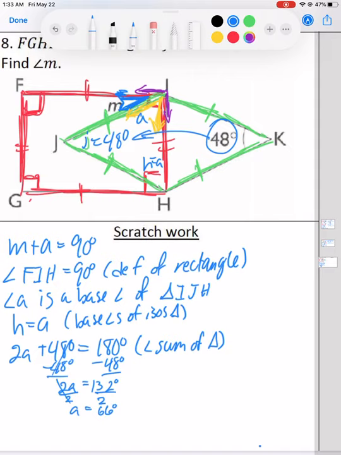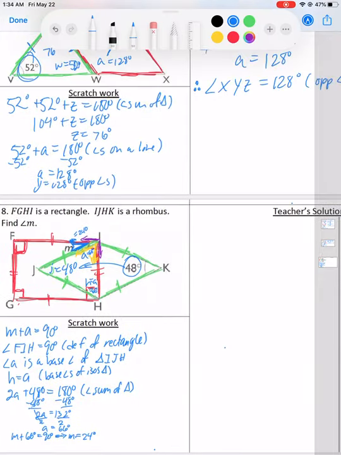Okay. So I'm going to write down 66 degrees. I know that A and M equal 90, so M plus 66 degrees equals 90 degrees. M is going to then equal 90 minus 66. So we have 10 minus 6 is 4, 8 minus 6 is 2. M is going to equal 24 degrees. Okay, so I have enough for my teacher solution.